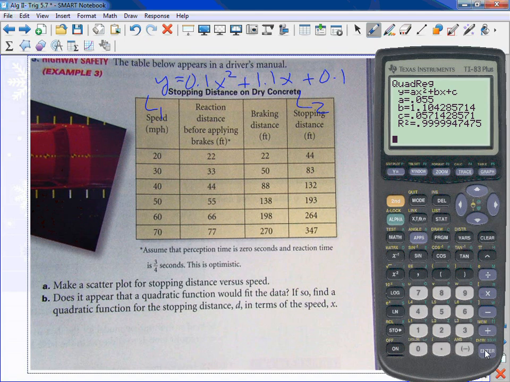Now I'm going to show you how to tell that you did it correctly. Second, y equals. We did this in the past. Second y equals, turn the plot on. Where's our information? In L1 and L2, so I'm fine. Zoom. Zoom. I'm going to use stat. There's my graph. I'm trying to see which zoom is the best.